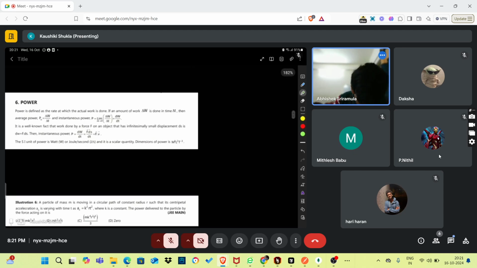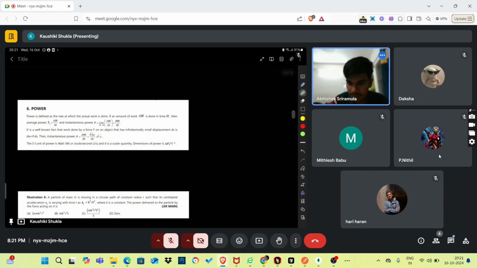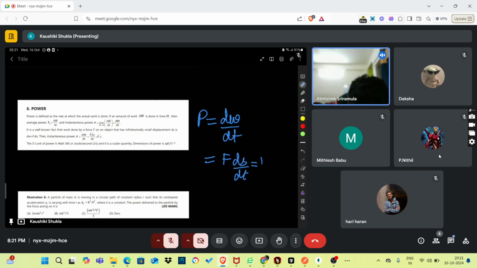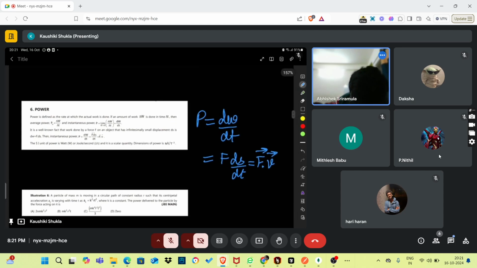So now we talk about power. Power is the rate of change of work done. You can write it this way. If the force is constant, we can write it as dW by dt. This is nothing but force into velocity. In better terms, I can write it as force dot velocity. This is what power is.